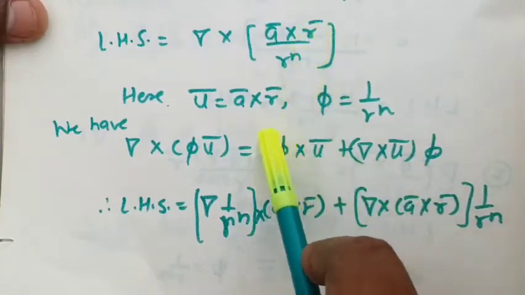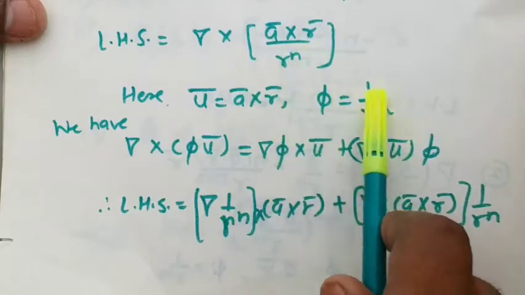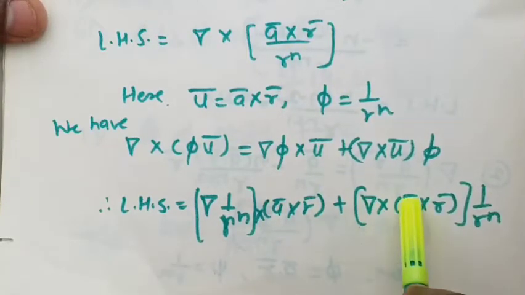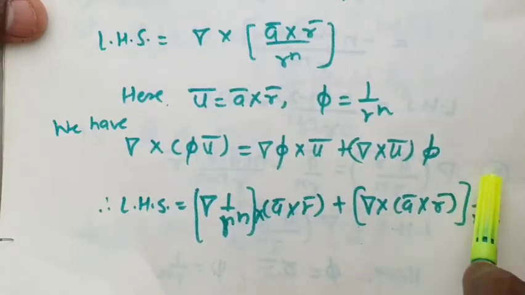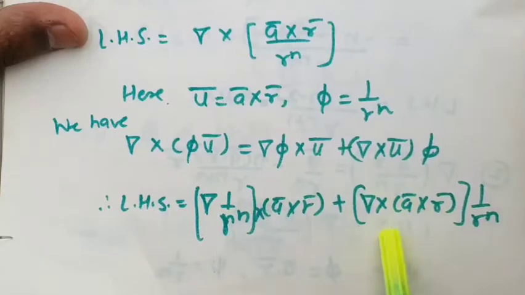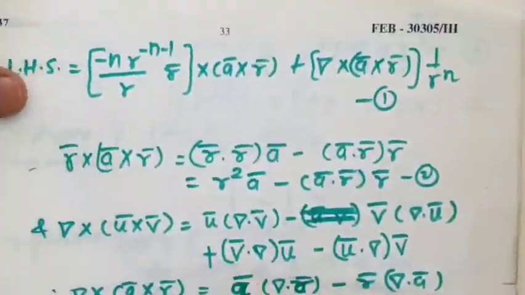Now just substitute these values here. So we'll get the left hand side equal to del phi, that is del of 1 by r raised to n, cross a bar cross r bar, plus del cross a bar cross r bar into phi, that is 1 by r raised to n. Now we need to calculate this bracket and this bracket. For simplifying further, let us see the calculations.